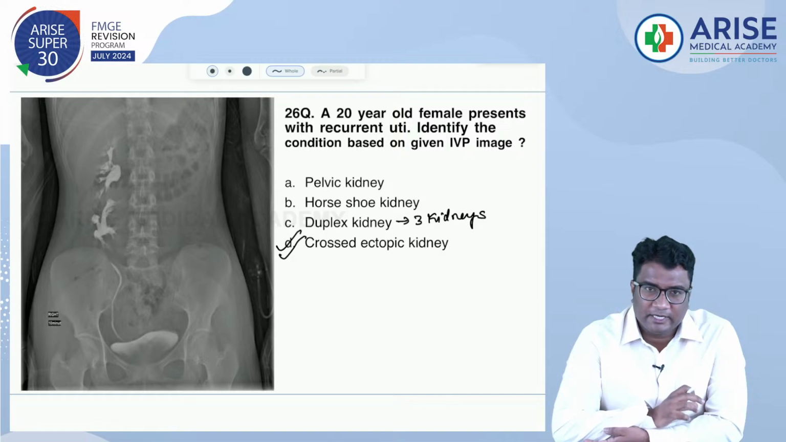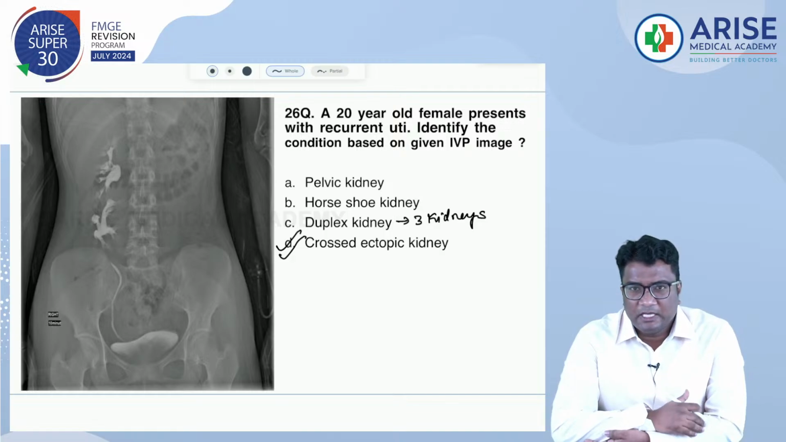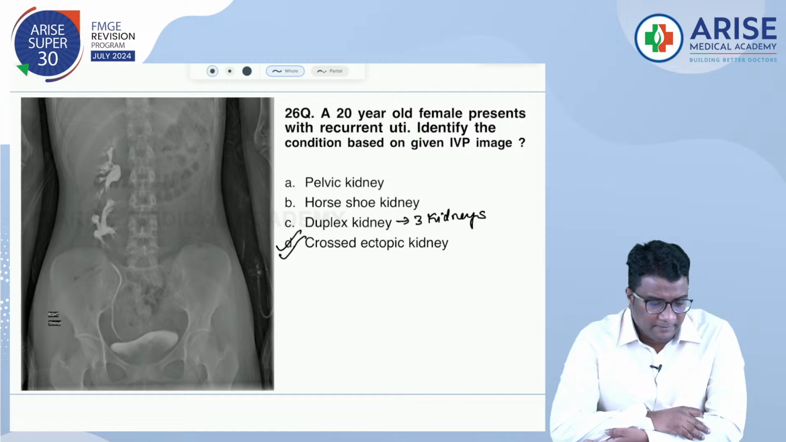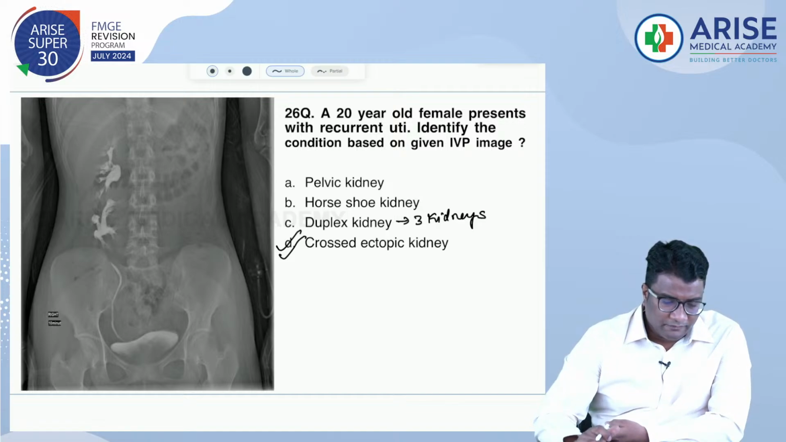This is crossed fused ectopic. So do not confuse between duplication system and crossed fused ectopic. Duplication system will have three kidneys, whereas a crossed fused ectopic will be both the kidneys on one side of the vertebra. Right? Is that okay, all of you?